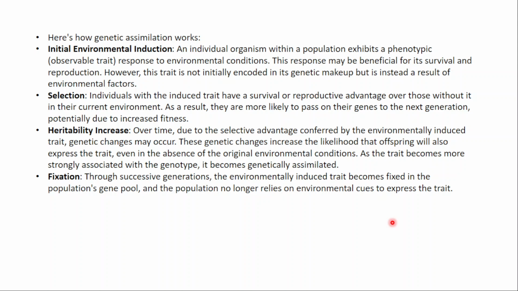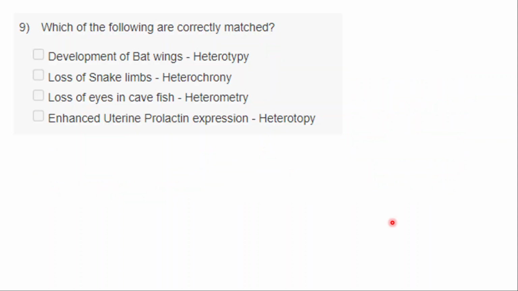Okay, moving on to the ninth question. Which of the following are correctly matched? Option A, development of bat wings, heterotypy. Option B, loss of snake limbs, heterochrony. Option C, loss of eyes in cave fish, heterometry. And option D, enhanced uterine prolactin expression, heterotopy.